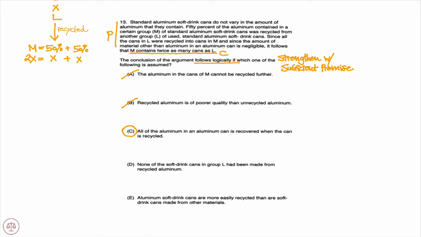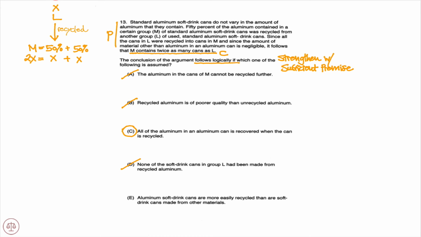Again, it 100% guarantees the conclusion that M contains twice as many cans as L, because if all the aluminum in an aluminum can is recovered when recycled, and we recycled L and it gave us 50%, well then M contains twice as many cans as L. But again, just making sure, D, none of the soft drink cans in group L had been made from recycled aluminum. Again, completely irrelevant. So D would be out.